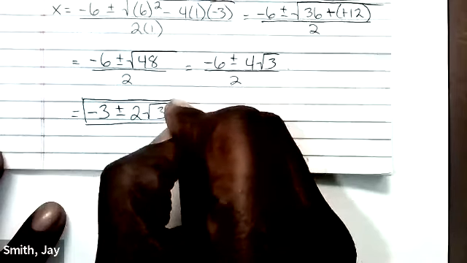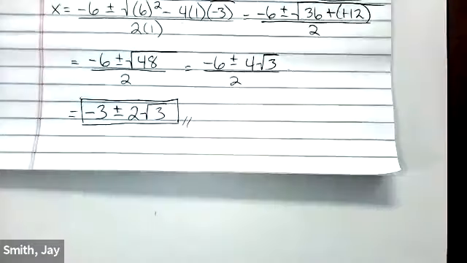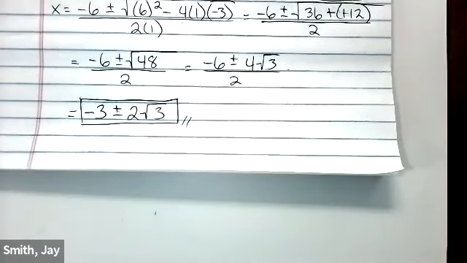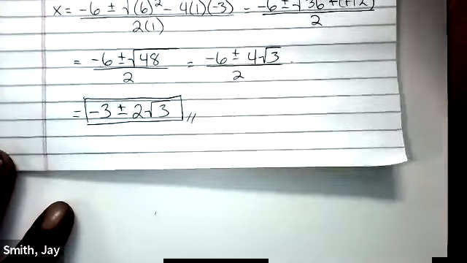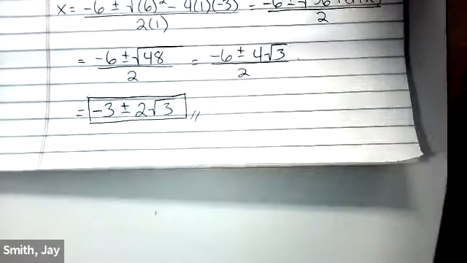Keeping in mind, this does represent 2 separate values, negative 3 plus 2 square roots of 3 and negative 3 minus 2 square roots of 3. All right. Any questions on that?